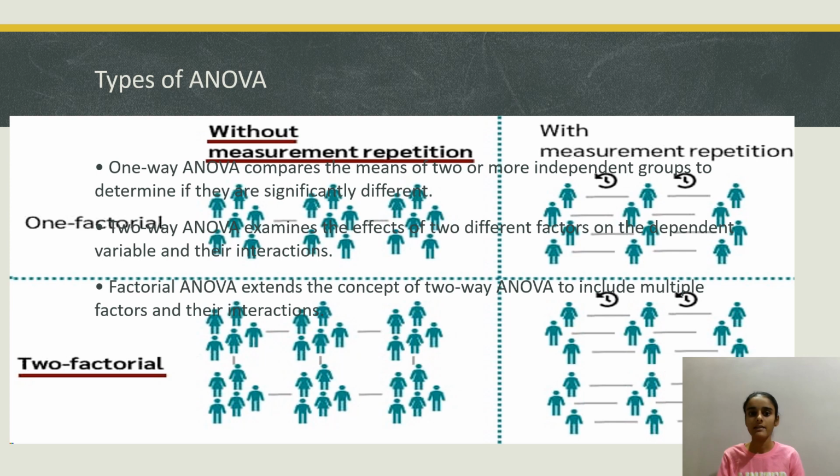Types of analysis of variance. One-way ANOVA compares the means of two or more independent groups to determine whether they are significantly different. Two-way ANOVA examines the effects of two different factors on an independent variable and their interaction. Factorial ANOVA extends the concept of two-way ANOVA to include multiple factors and their interactions.